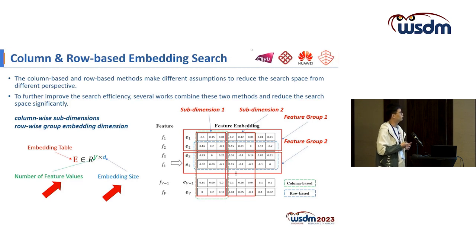By doing this, the search space is no longer related to the number of feature values or the predefined embedding size. They will divide the original embedding into several sub-dimensions. Besides, similar features will be grouped into different feature groups, and a global embedding dimension will be assigned to each group.